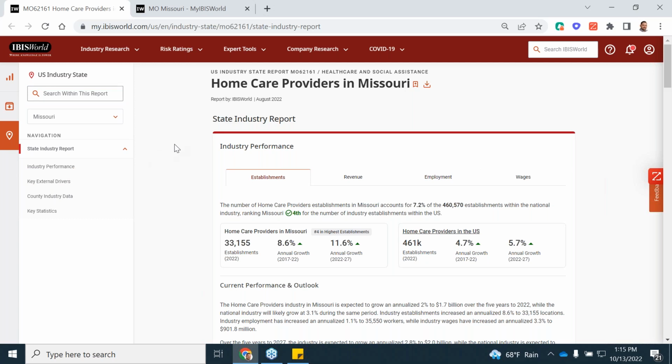So I want to highlight one of the first things that we see here in the state industry report, and we can see the number of establishment growth, and we're honing in on Missouri. We can see it's growing at 8.6% compared to the national average. So there are more new businesses within the state of Missouri than we're seeing at the national level. So this is an industry, as Matt had mentioned, from a prospecting standpoint, if you are within Missouri, that you can take a look at, as there are lots of new entrants within the marketplace today.